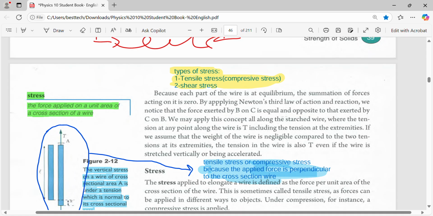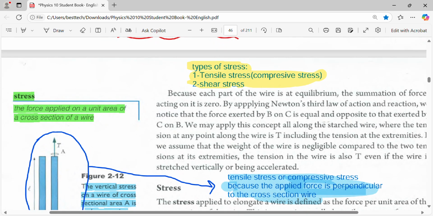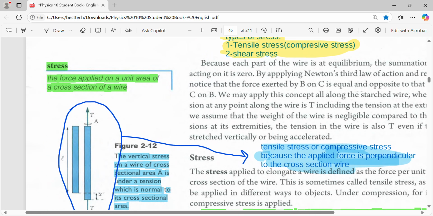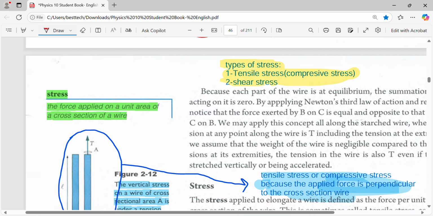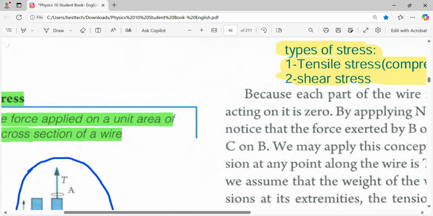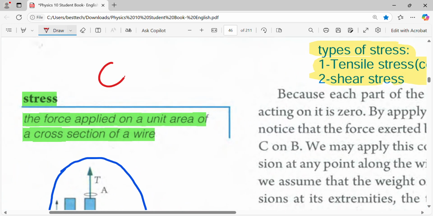Guys, you have two types of stress. But before this, let me tell you the meaning of stress. What is the meaning of stress? Guys, we have a rule. Let me tell you the rule. The symbol of the rule is like a zero with a small line, sigma, equal to, this is called stress, equal to the fraction T over area.